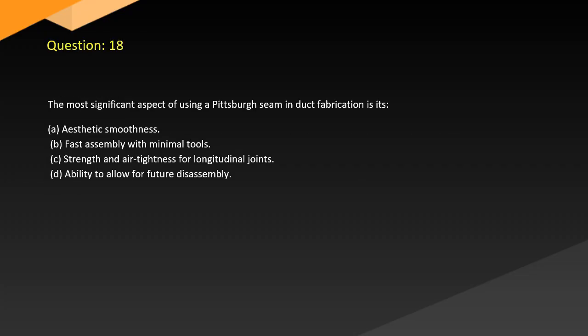Question 18. The most significant aspect of using a Pittsburgh seam in duct fabrication is its: A. Aesthetic smoothness, B. Fast assembly with minimal tools, C. Strength and air tightness for longitudinal joints, D. Ability to allow for future disassembly.